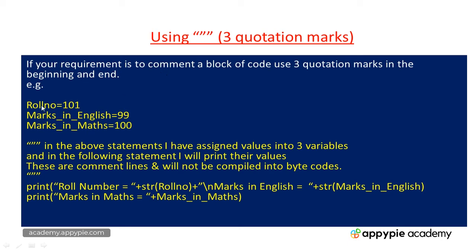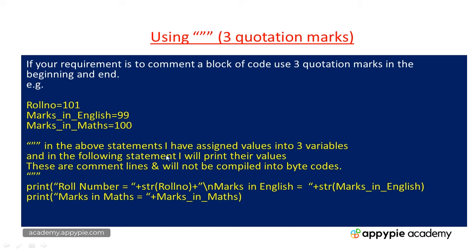block. For example, roll no is equal to 101. I am taking this variable roll no, assigning it the value 101. Similarly, marks in English, assigning it the value 99, and marks in maths, assigning it the value 100. Now, here, start from these three quotation marks. There are three statements, and these three quotation marks end here. So this whole block will be treated as comments. They will not be part of your actual code. They will not be converted into bytecodes.